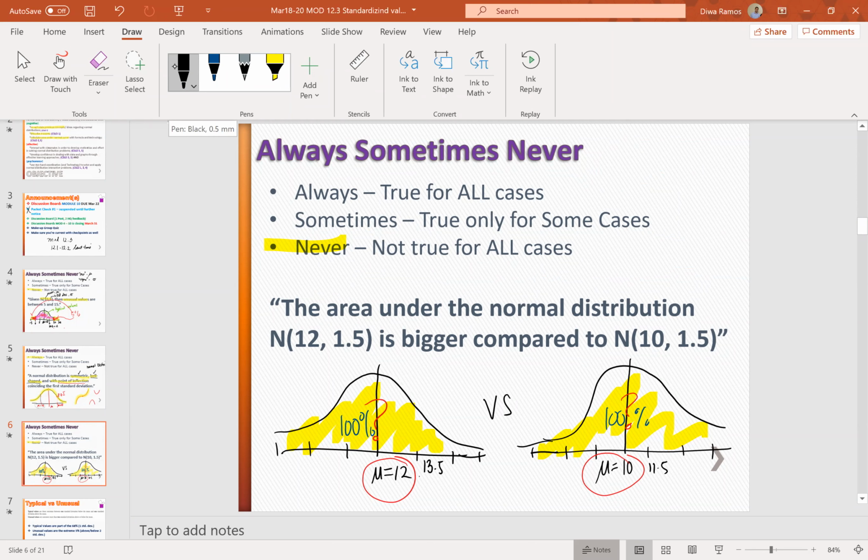So the means are not the same, but that means it's all equal to 100? It's always going to be equal to 100. Yes, remember probability distributions from last class, they always add up to 100.